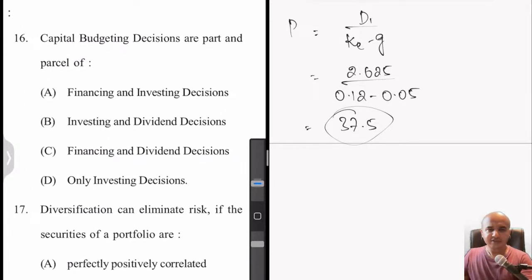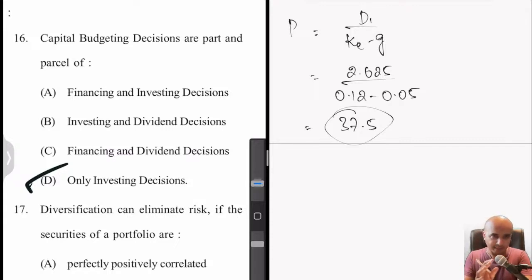Theory question. Capital budgeting decisions are part and parcel of financing and investing decisions, investing and dividend decisions, financing and dividend decisions, only investing decisions. Again, as I keep on saying, these type of questions are very difficult to answer, but still we'll try to answer. Capital budgeting decisions, if you have read that, you will know it is only part and parcel of investing decisions, because it's an integral part of a company's investment decisions, because these decisions involve evaluating the potential investment projects or capital expenditures to determine their viability and also the potential profitability.